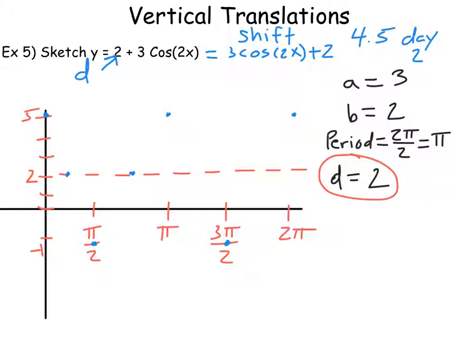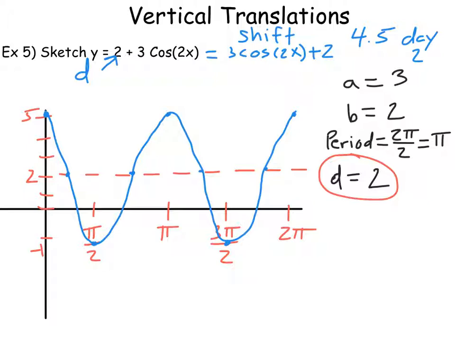That's where we should hit y equals 2. And that gives us enough of a pattern here that we could go through and sketch our cosine curve. There's period 1, and there's 2. Okay, there's our first look at a trig function that had 3 transformations, and also our first that had a vertical shift.